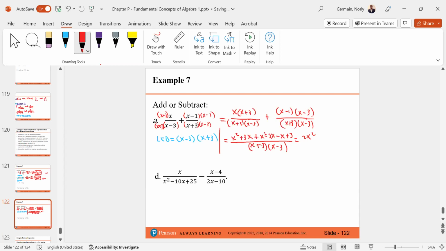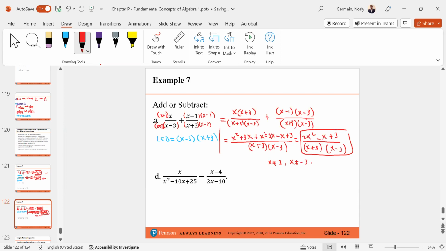We have 3x minus 3x is gone. Then we have only negative x left. And we have positive 3 over x plus 3 times x minus 3. Of course, remember, x cannot be equal to 3 and x cannot be equal to negative 3. That's the denominator, okay?